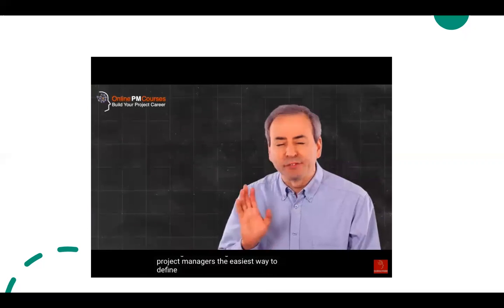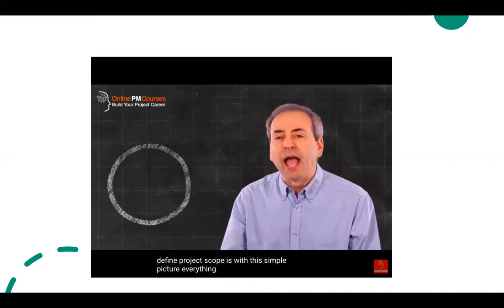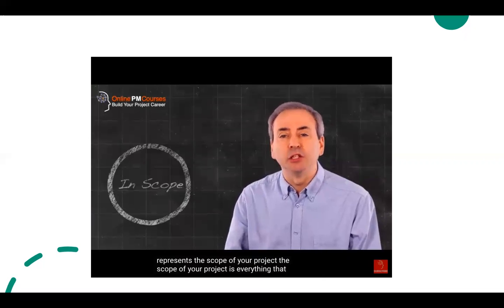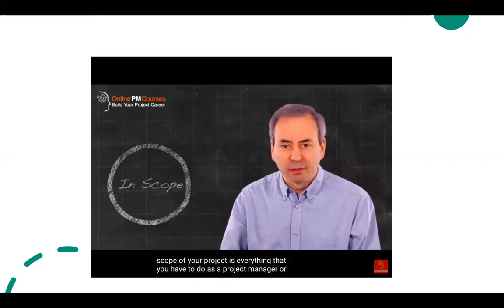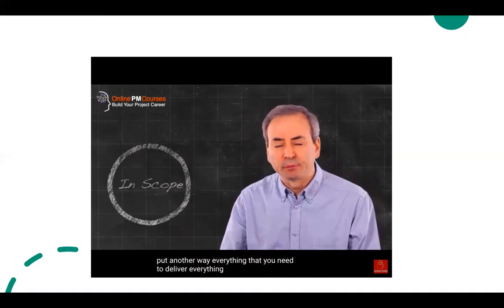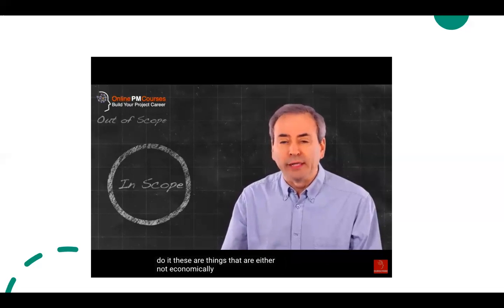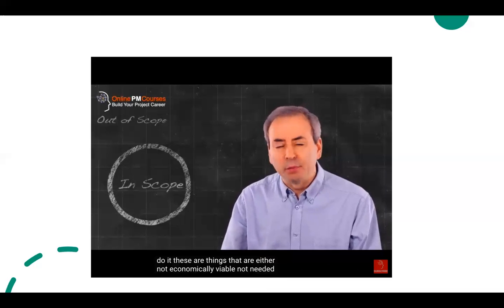The easiest way to define project scope is with this simple picture. Everything inside this circle represents the scope of your project. The scope of your project is everything that you have to do as a project manager, or put another way, everything that you need to deliver. Everything outside of the circle is out of scope. You don't have to do it. These are things that are either not economically viable, not needed by the organization, or perhaps will be delivered by other projects at other times.